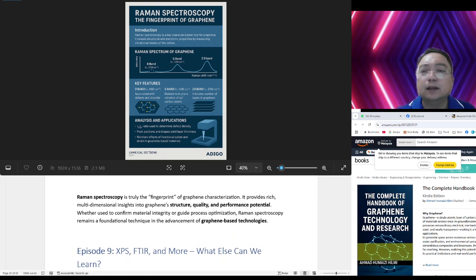As a conclusion, Raman spectroscopy is truly the fingerprint of graphene characterization. It provides rich, multidimensional insight into graphene structure, quality, and performance potential, whether used to confirm material integrity or guide process optimization. Raman spectroscopy remains a foundational technique in the advancement of graphene-based technologies.